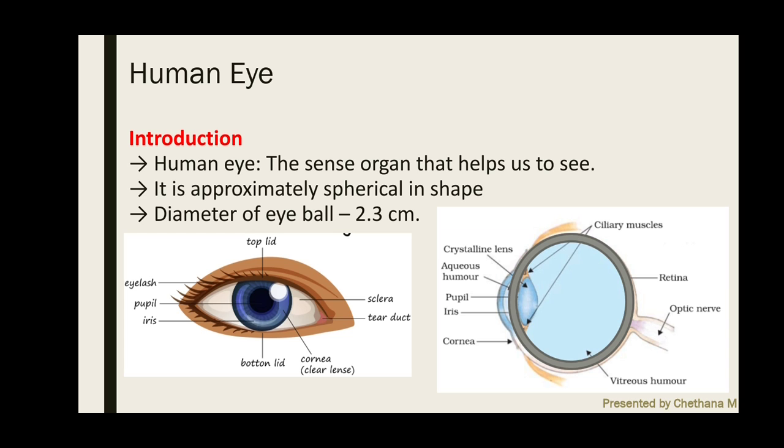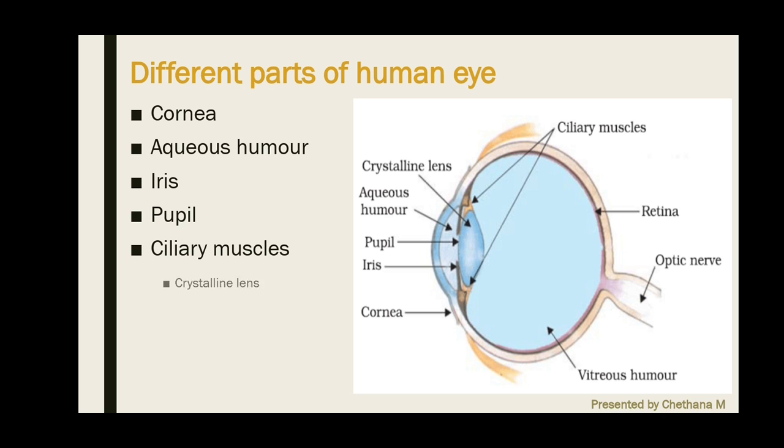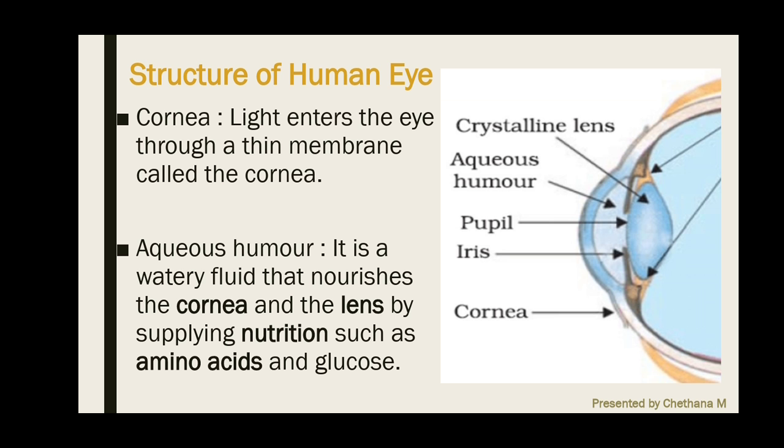The human eye is approximately spherical in shape and its diameter is about 2.3 centimeters. The different parts of the human eye are cornea, aqueous humor, iris, pupil, ciliary muscles, crystalline lens, vitreous humor, retina and optic nerve. This part is called the cornea. It is the outermost layer and it is a thin membrane where the light enters into the eye.